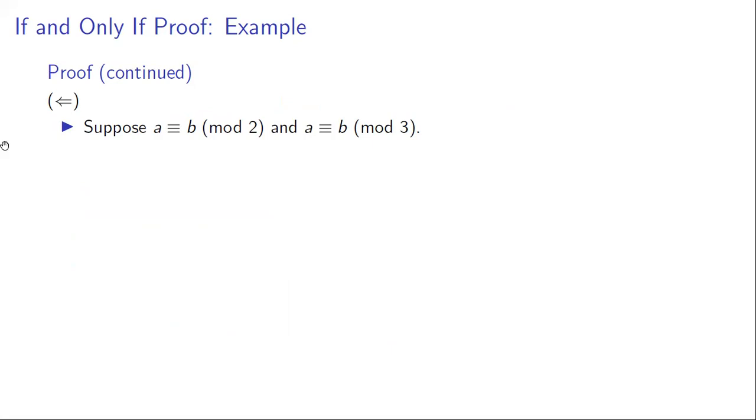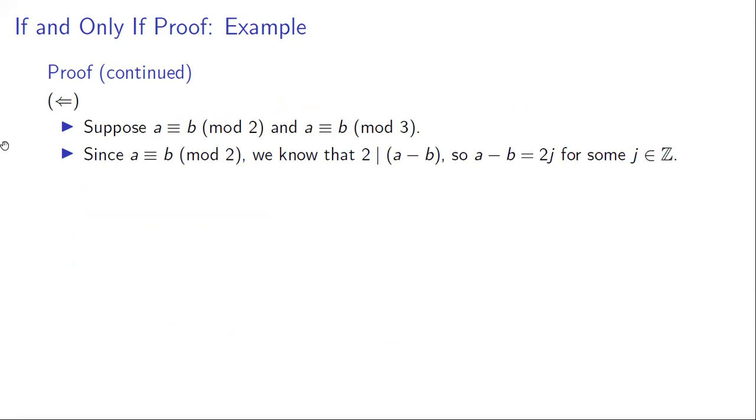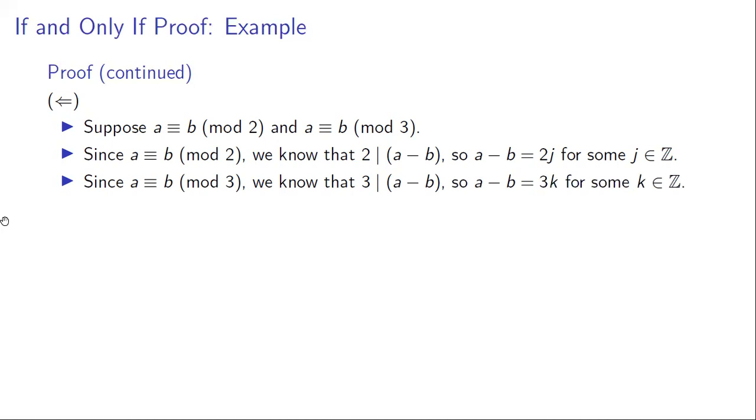Well, we're just going to follow the definitions. Since we know that A is congruent to B mod 2, we know that 2 divides A minus B, which means that A minus B is equal to 2 times some integer j. Also, since A is congruent to B mod 3, we know that 3 divides A minus B. And so A minus B is equal to 3 times k for some integer k.